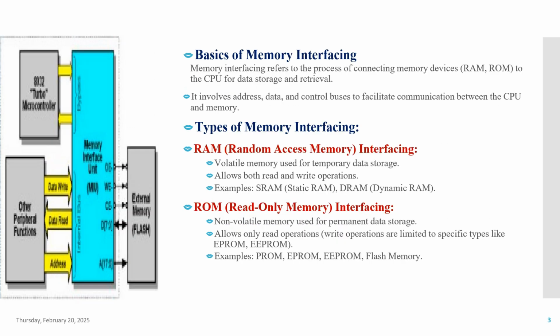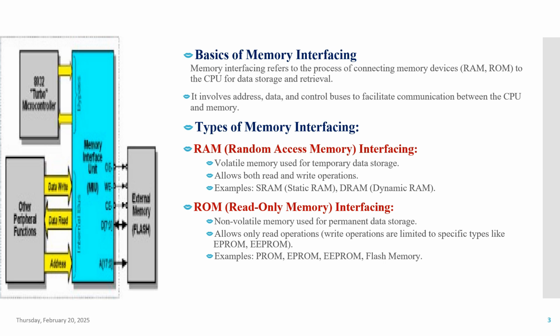Next part is the types of memory interfacing. The first is RAM, that is random access memory interfacing. What are the characteristics? It is volatile memory used for temporary data storage. Data is lost when power is turned off. And what are the operations? It allows both read and write operations, making it suitable for active data processing. And what are the examples? SRAM and DRAM, that is static RAM and dynamic RAM.